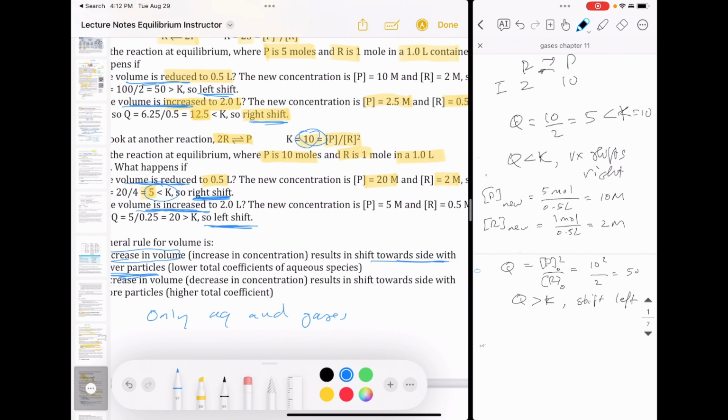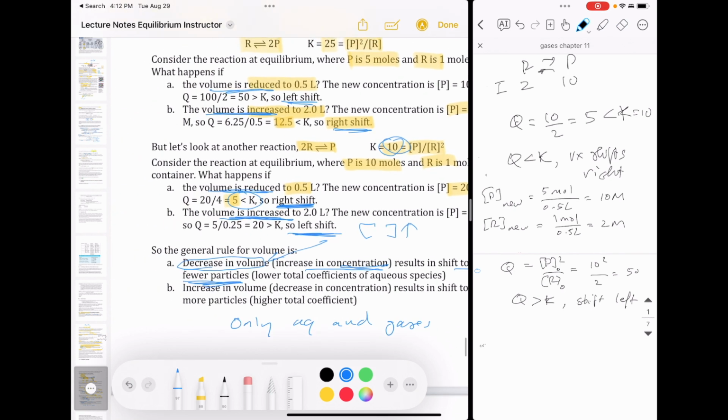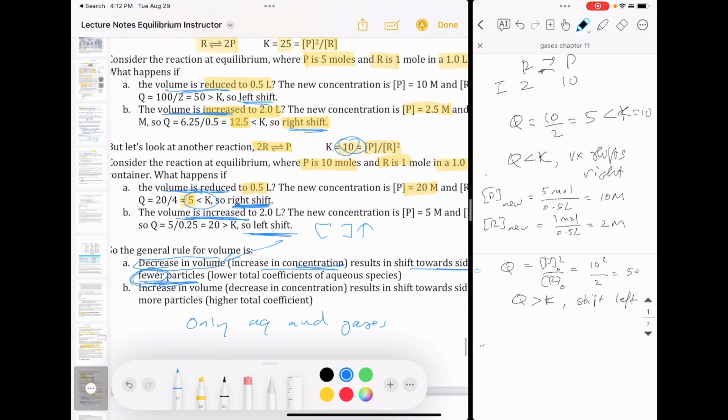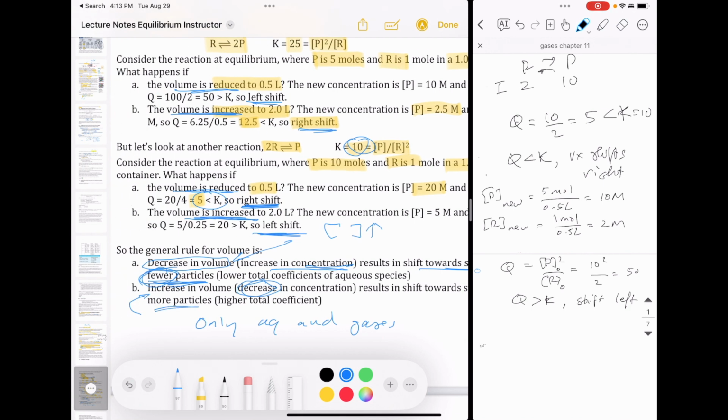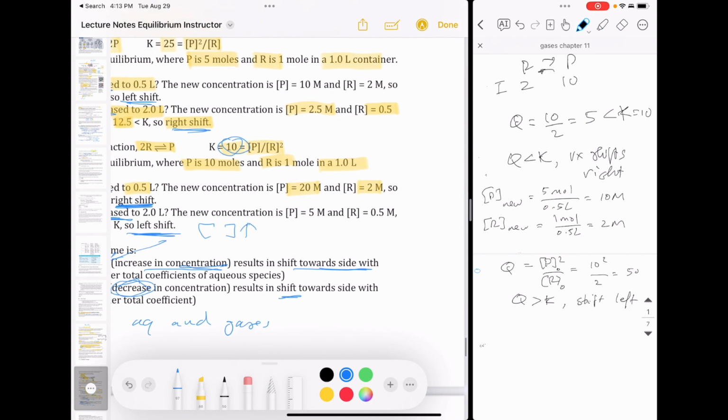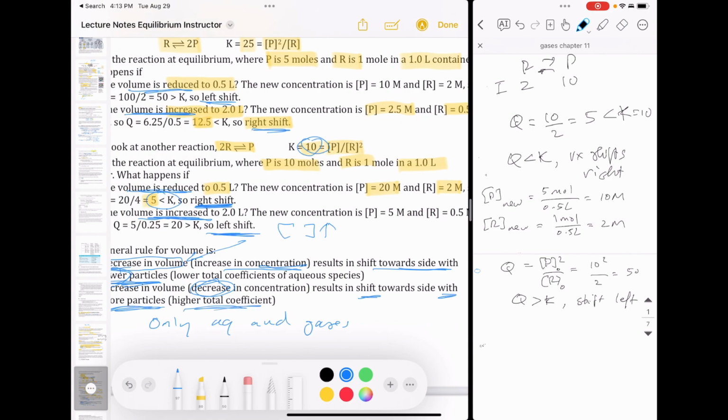And why is this? When you decrease volume, concentration would increase. How does the system return to equilibrium? It has to decrease its concentration. In order to decrease concentration, you're going to have to make fewer particles. And so that's why you're shifting to the side with fewer particles. Same concept here. If you increase volume, now your volume is bigger, your concentration is going to drop. So you want to bring the concentration higher. The only way you can do that is if you make more particles. So that means you're going to shift towards the side that has higher total coefficient.